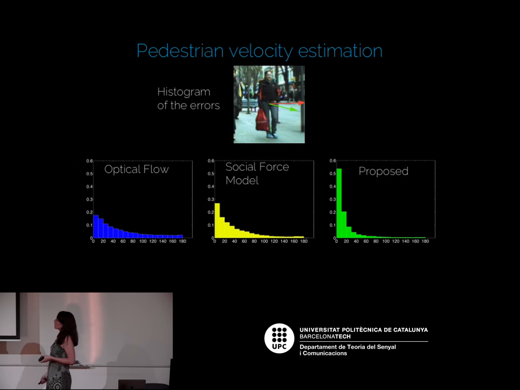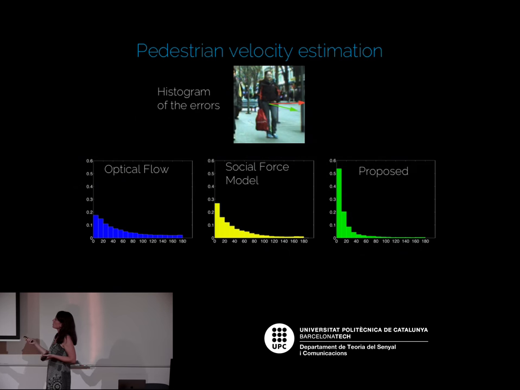And we see that, for example, if we use the optical flow, which in principle is the right way to do estimation from one frame to the other, so the right way to estimate motion, the histogram of the errors is quite spread. There are errors up to 180 degrees. Of course, the more to the left you are, the better. It means your errors are smaller.